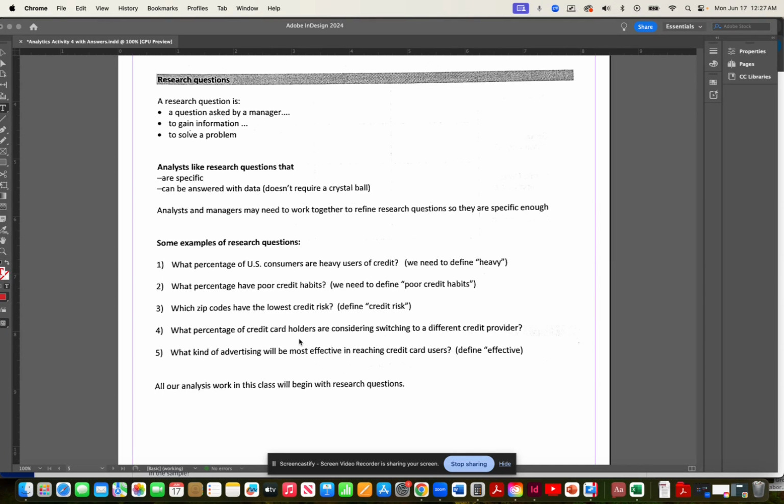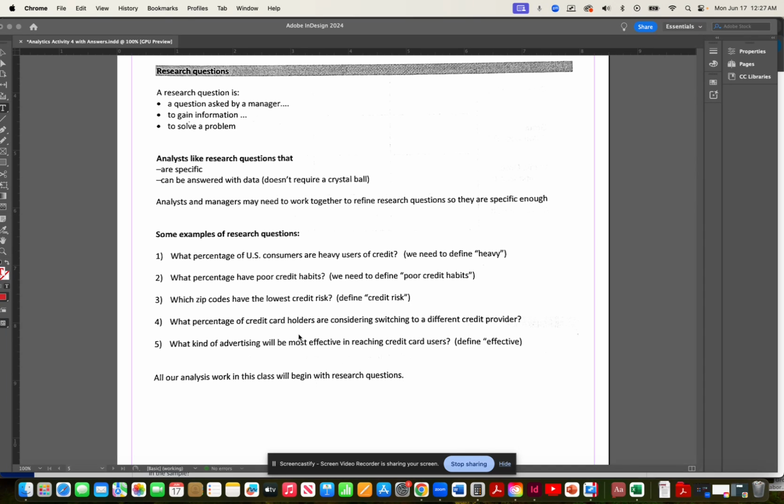Next research question. What percentage of credit card holders are considering switching to a different credit provider? So, yeah, that's pretty straightforward. And then, what kind of advertising will be most effective in reaching credit card users? Well, in this case, we need to define effective. So, all our analysis work in this class will begin with research questions.